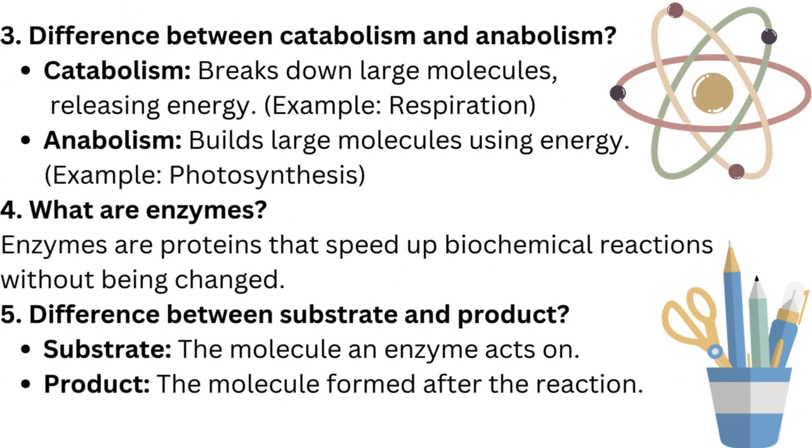Difference between catabolism and anabolism? Catabolism breaks down large molecules releasing energy. Example, respiration. Anabolism builds large molecules using energy. Example, photosynthesis. What are enzymes? Enzymes are proteins that speed up biochemical reactions without being changed.